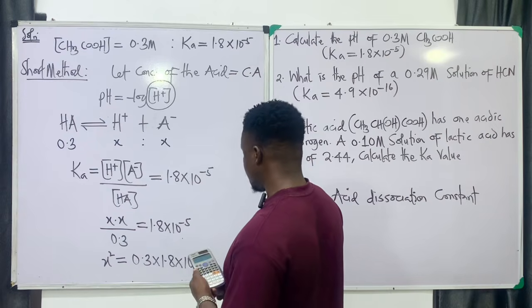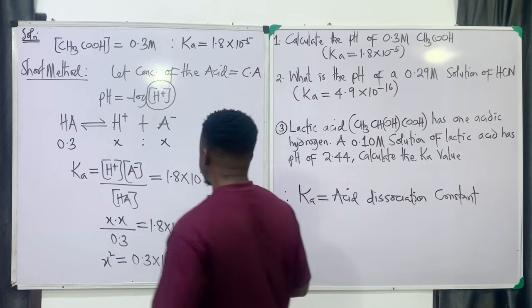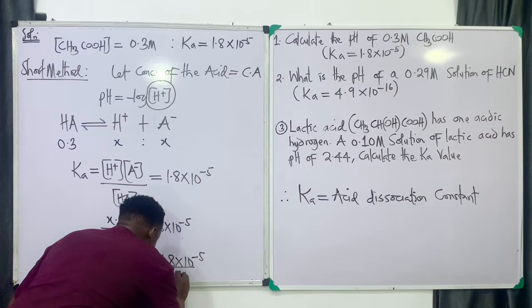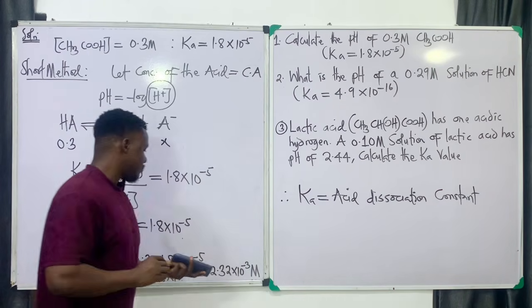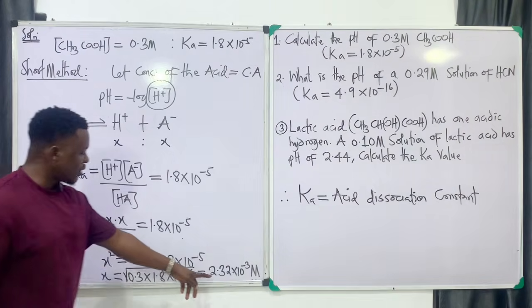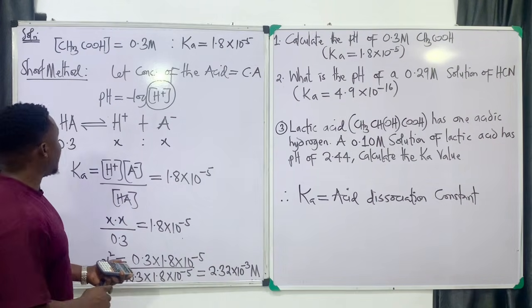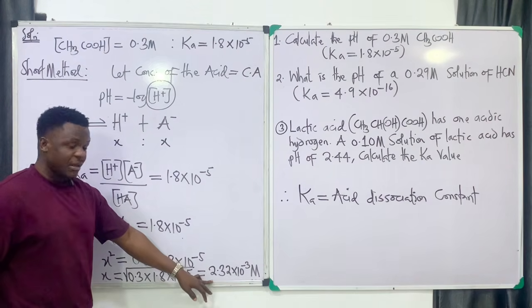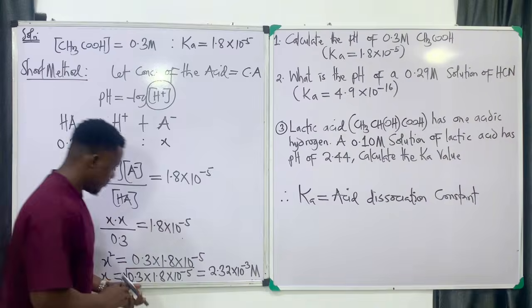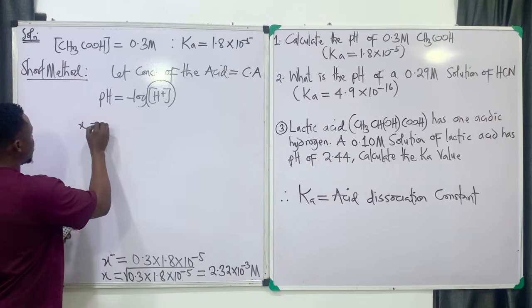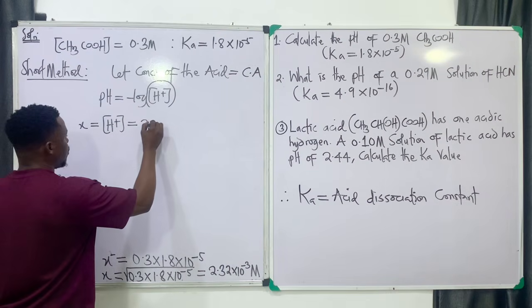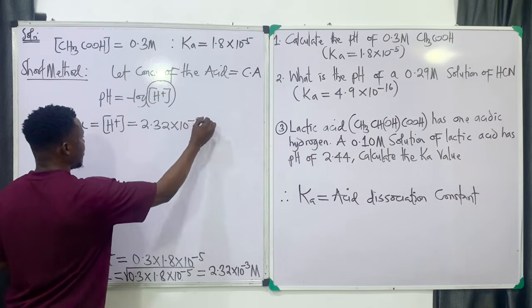So when you press your calculator, you now say X is the square root of 0.3. So the value for X is 2.32 times 10 raised to the power of -3. All right, remember we had earlier said let X be the concentration of H plus. So now we have gotten the value of X. So we just come back here and say X is equal to the concentration of H plus, which we got here to be 2.32 times 10 raised to the power of -3.